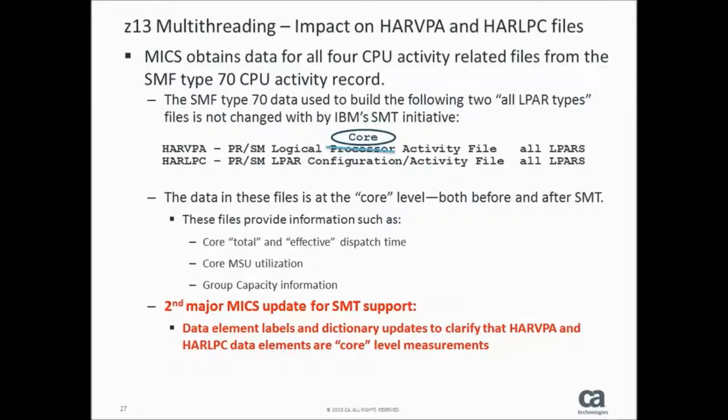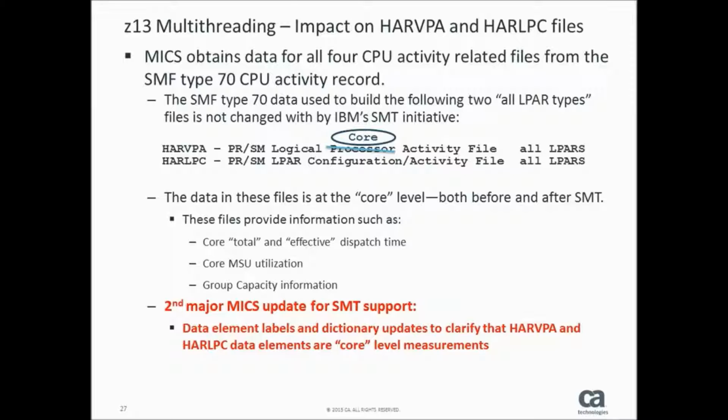I really like the HARLPC file because when you're trying to look at total, for example, MSU utilization, millions of service units utilization for a CEC, you need to look at how many MSUs each one of your LPARs is using, not just your z/OS LPARs. And that information, which ultimately comes from dispatch time of each of those logical processors to the physicals across all your LPARs, is found in these files. So they're good files to use, but all of the information in these 2 files is core level.